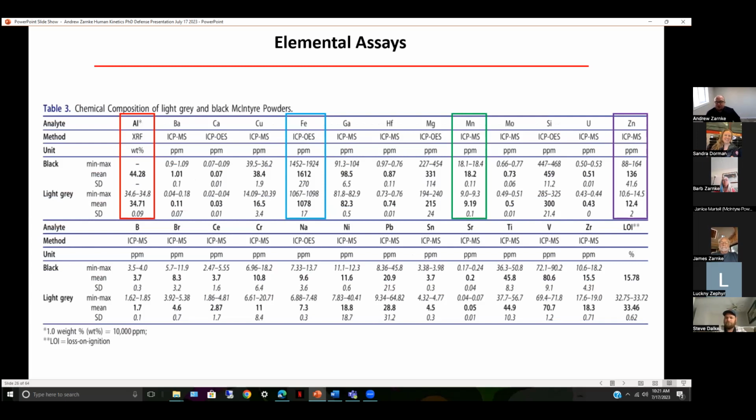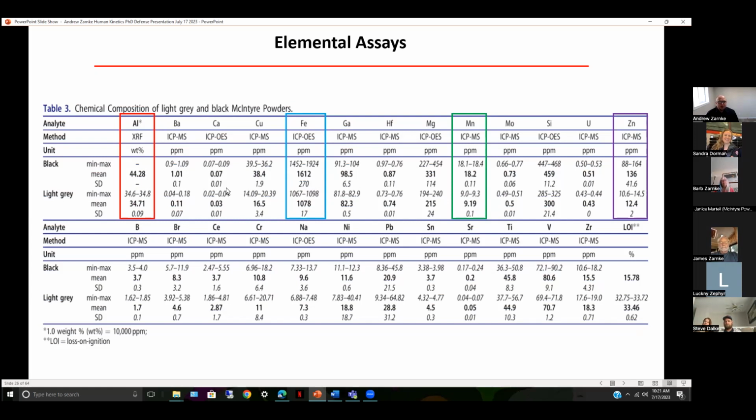The next analysis we did was elemental assays. So we did 3 different types of elemental assays depending on the detection limits of each analysis and the corresponding concentration of each element. First of all, we did aluminum, and we saw that there was more aluminum in the black powder, which was consistent with our XRD analysis. We also saw a 50% increase in iron and 2 times the amount of manganese in the black powder, and almost 10 times the amount of zinc in the black powder.